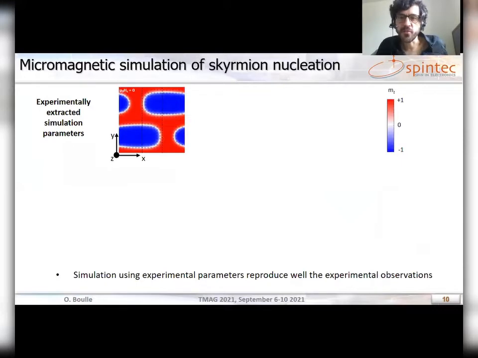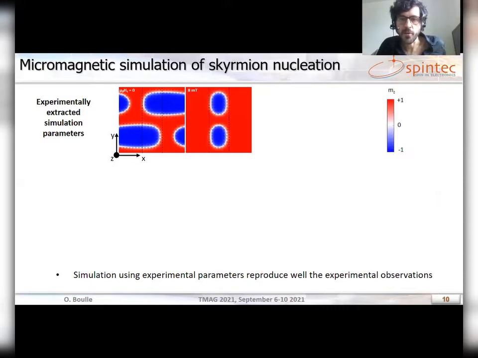To get more insight into this experimental result, we performed micromagnetic simulations with the MuMax code using experimental parameters. We simulated the ion irradiated track by a 150 nanometer wide region with lower PMA and DMI. And the simulation well reproduced the initial state at remanence, where worm domains are observed in both irradiated and non-irradiated regions.